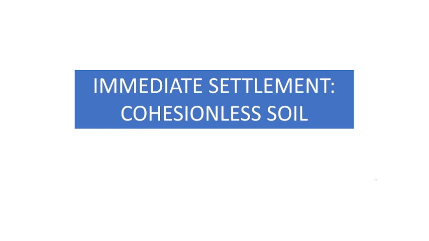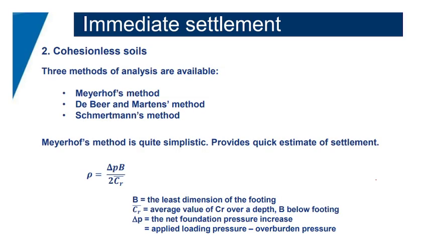Cohesionless soil is like a granular soil. An example of this could be sand or gravel. So in this analysis, I'm going to specifically discuss Meyerhof's method and Burland and Burbidge's method. The next one is Schmertmann's method, but for now I'm going to focus on Meyerhof's method. So in this method, you are going to consider this formula that you have.